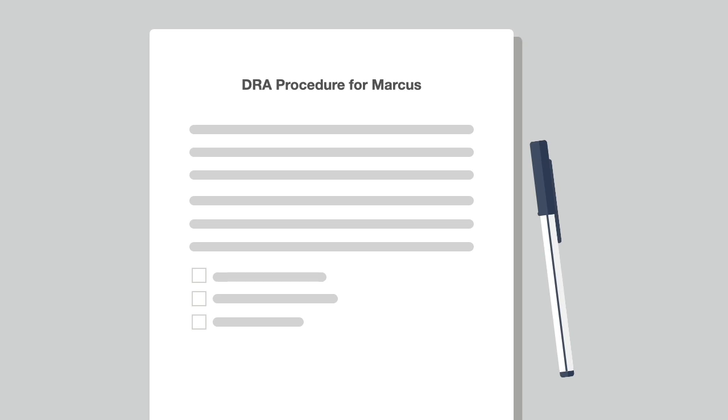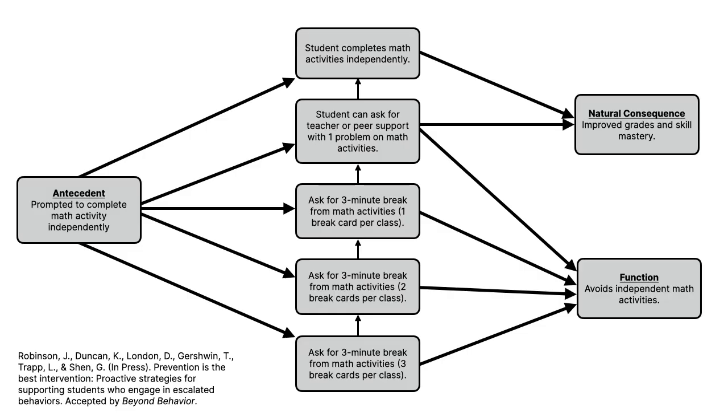With this in mind, Marcus's IEP team decided to develop and implement a DRA procedure with the goals of decreasing property destruction and increasing task completion during math activities. Here's a visual outlining the process used by Marcus's team to decrease occurrences of property destruction and increase replacement behaviors that served as stepping stones to the long-term behavior goal of Marcus independently completing math activities at the same rate as his peers.